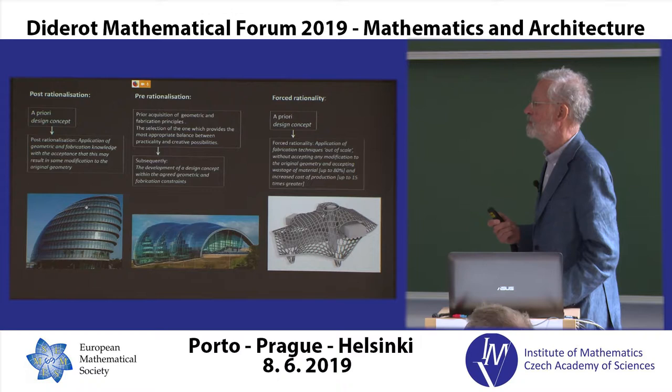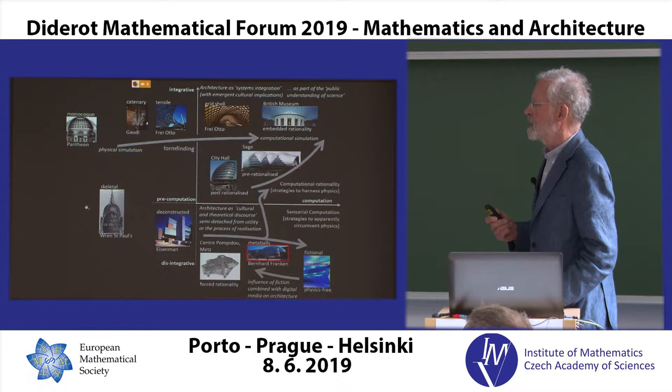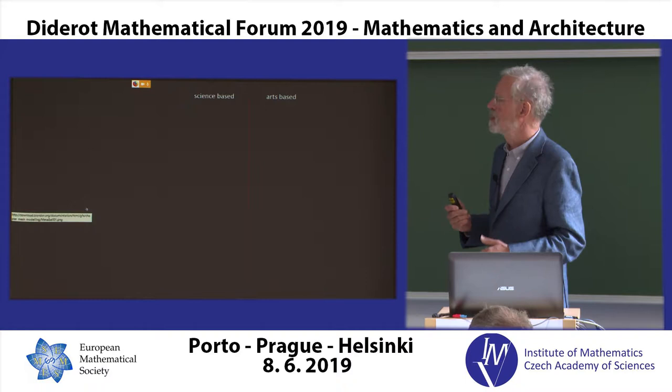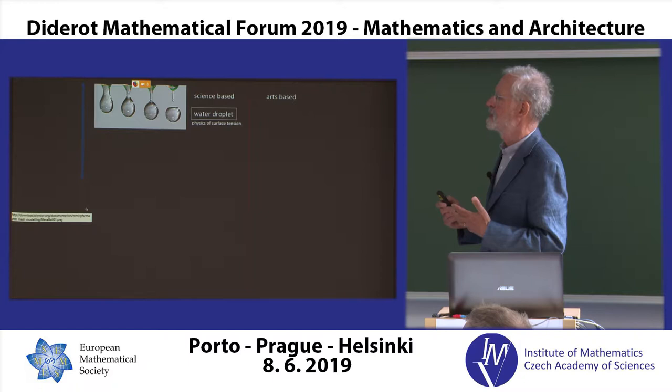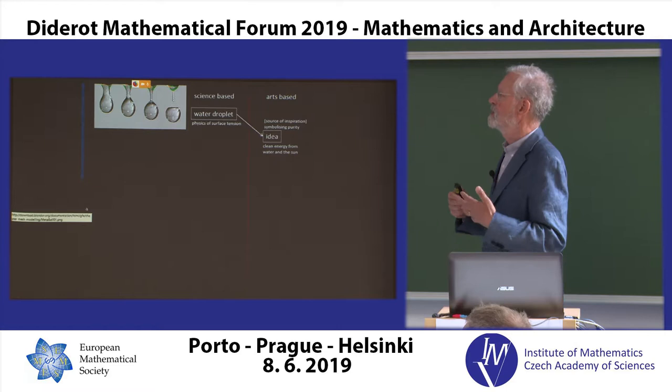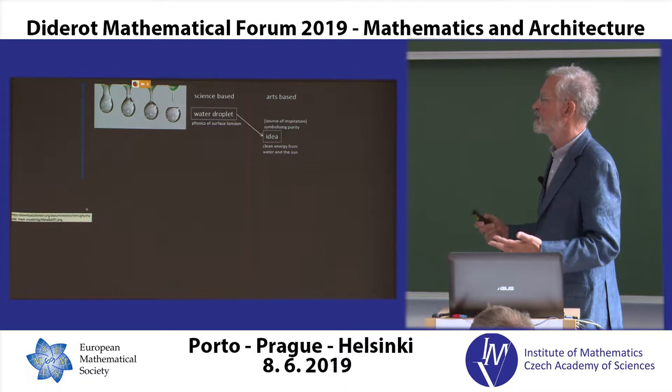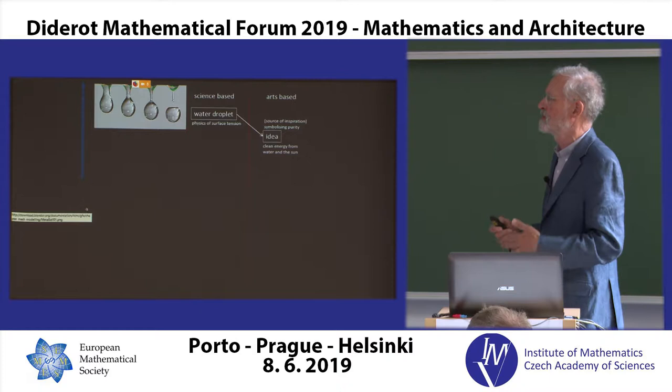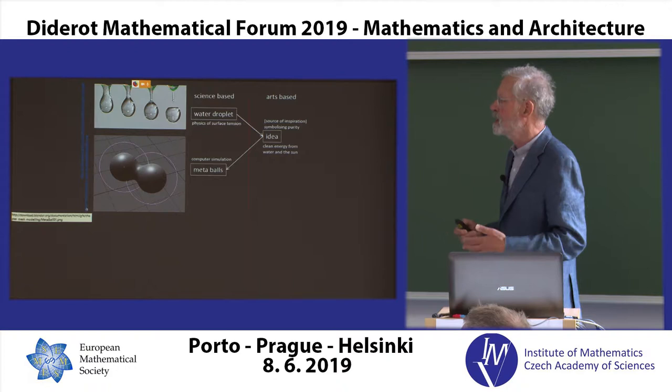So in the case of the Metaballs project by Bernard Franken, we want to look at this from a science-based and an arts-based approach. So we start off with water droplets, which is essentially the physics of surface tension. And from that, we use this art-based idea of symbolizing purity and clean energy from the water, from the sun, and then we're making a computer simulation of that using metaballs.